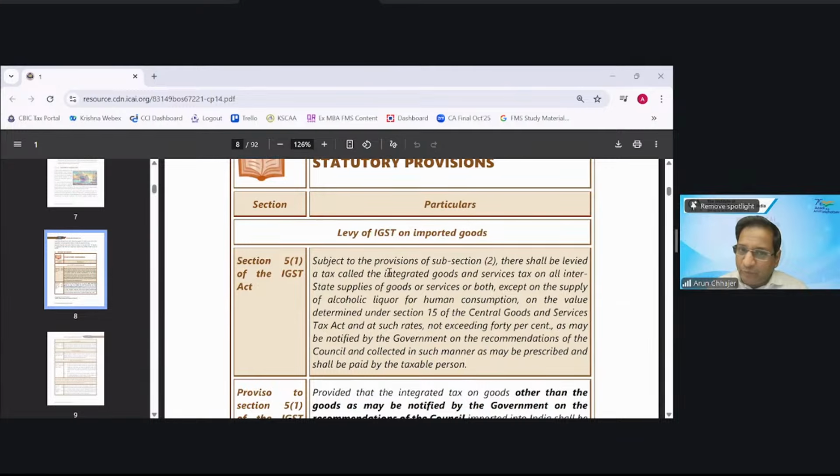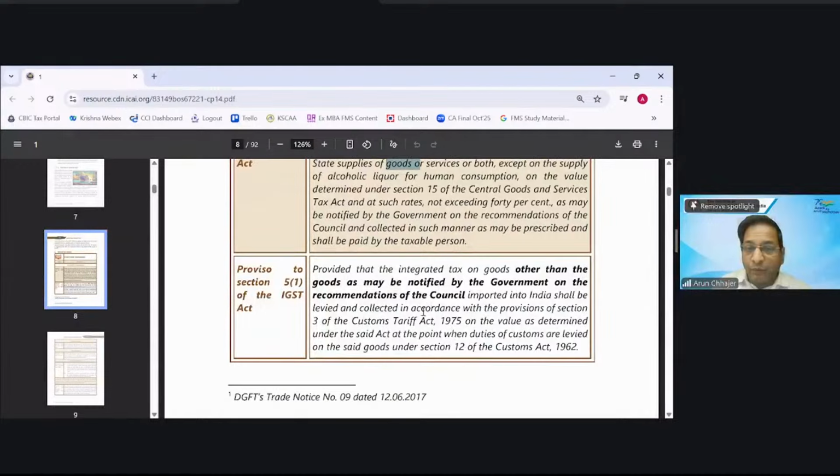Levy of the IGST on import of the goods. Let's read the section 5. Subject to the provision of subsection 2, there shall be levied a tax called IGST, Integrated Goods and Service Tax, on all interstate supply except on alcoholic liquor, etc., not exceeding 40%. Proviso says that integrated tax on goods other than the goods as may be notified by the government on the recommendation of the council. Let me repeat again.